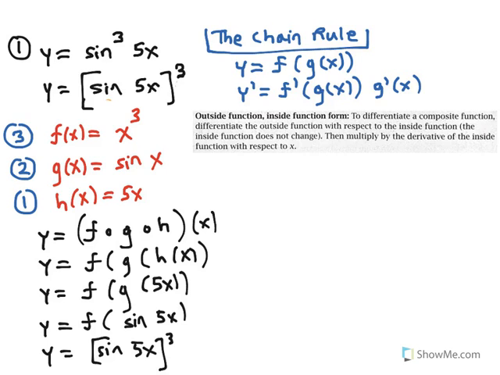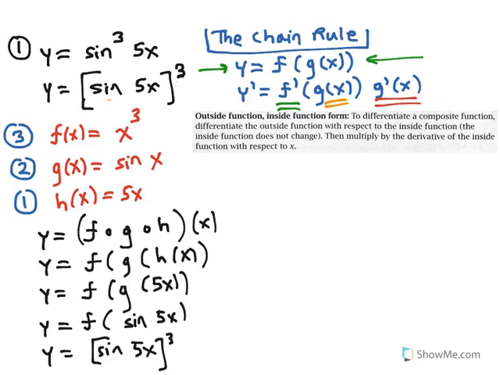So here we have the chain rule. This is what we learned about during lesson 1. If you have a composition of two functions where the inside function is g of x and the outside function is f of x, the derivative of the function y would be y prime. You take the derivative of the outside function, evaluate it at the inside function, and then you multiply by the derivative of the inside function.